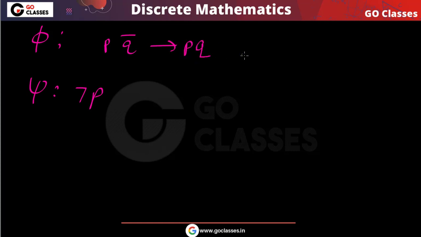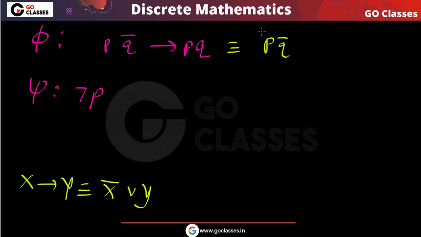So let's simplify this. Now we already know that x implies y, you can write it as x bar or y. So I can write it as (pq bar) whole bar or pq. And what is this? Here you can apply the De Morgan law. So this will be p bar or q or pq.